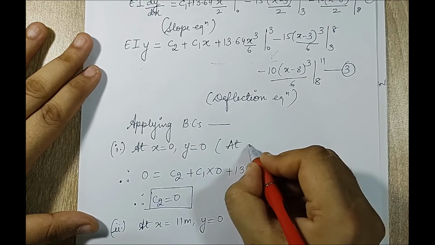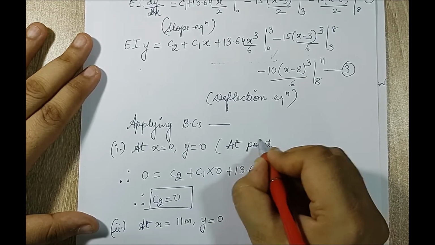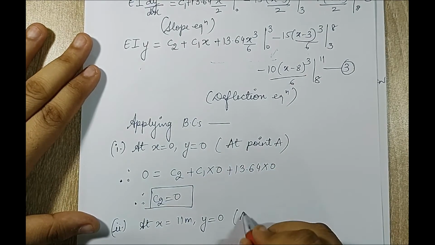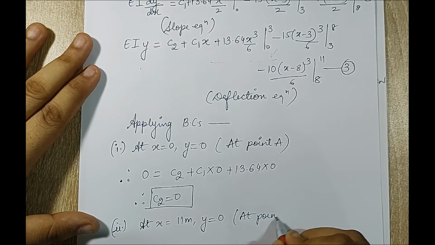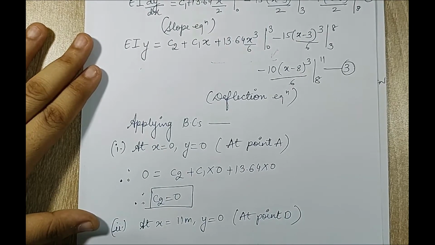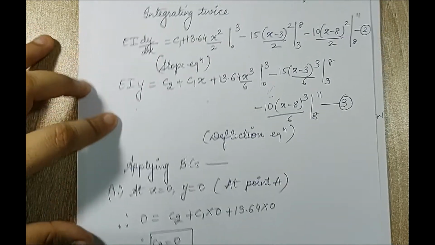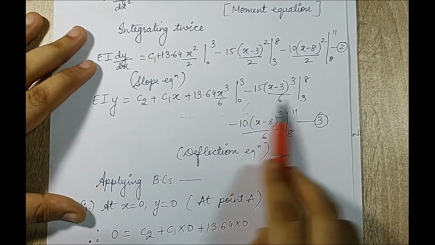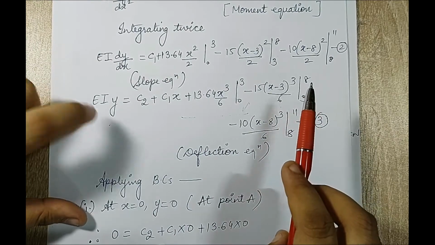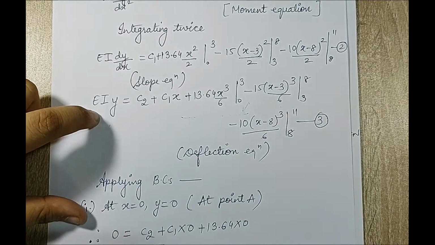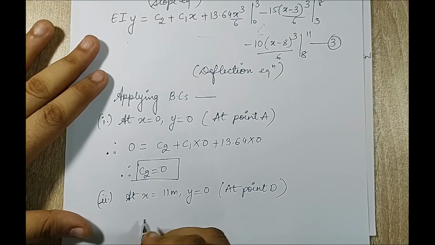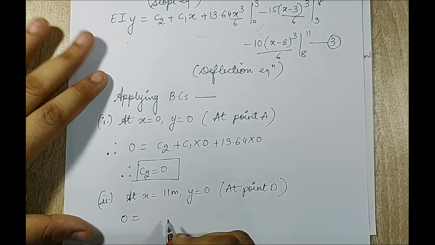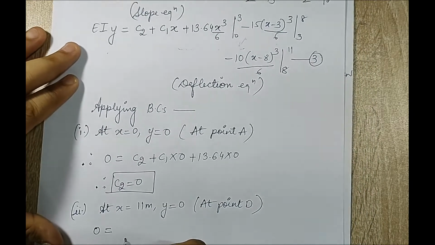I'll write here, this is at point A. And here I'll write down at point D, which means I am considering the entire beam. When I say I am considering the entire beam, I have to write down the entire equation. So left hand side is 0. When I start with the right hand side, I'll have 0 is equal to, C2 is already 0.